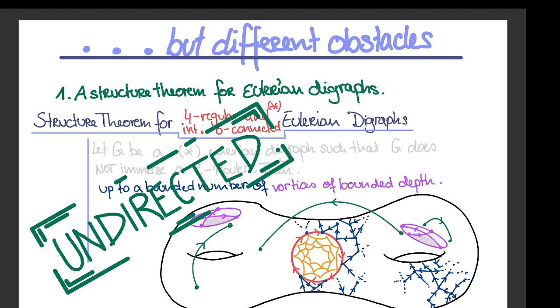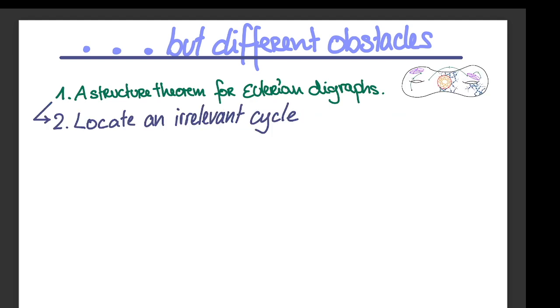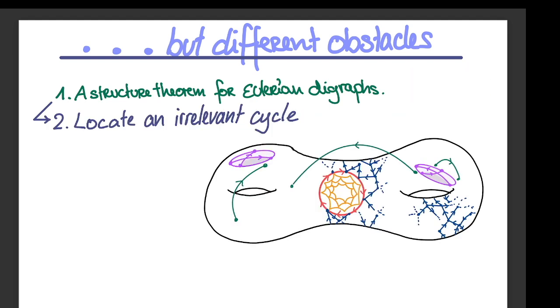Remember, in their proof, Robertson and Seymour proved that if you have the undirected structure theorem, then you can use that bookkeeping, in a sense, to locate an irrelevant vertex. Now, we will do the same. Using the structure theorem, we will locate an irrelevant cycle. So the question is, where is the irrelevant cycle, and how do you locate it?